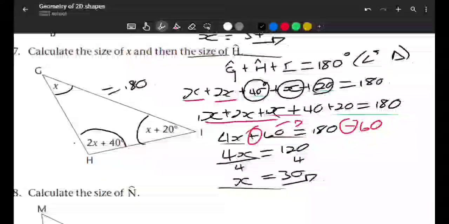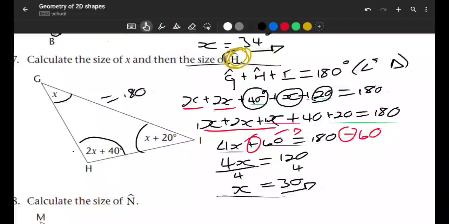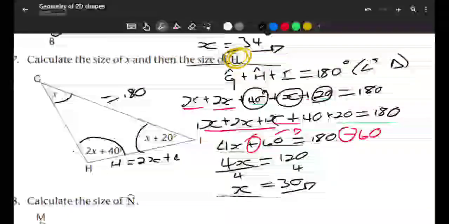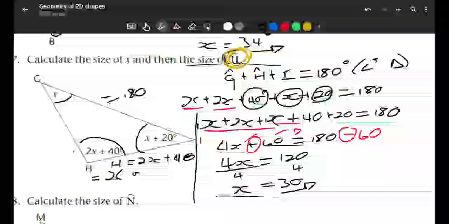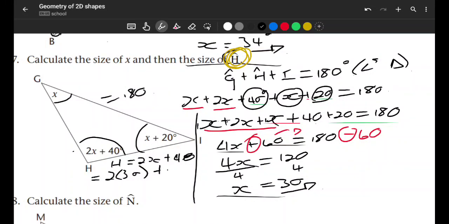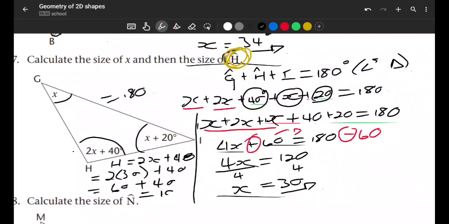That's your answer. So they want angle H here. If you look at it, they want angle H. What we do now is substitute. Angle H is equal to 2x plus 40. So in the place of x, you're going to put 30. So it's 2 multiplied by 30. Remember, the brackets mean multiplication. Plus 40 there. So 2 times 30 is 60, plus 40 is 100. Angle H is equal to 100 degrees.